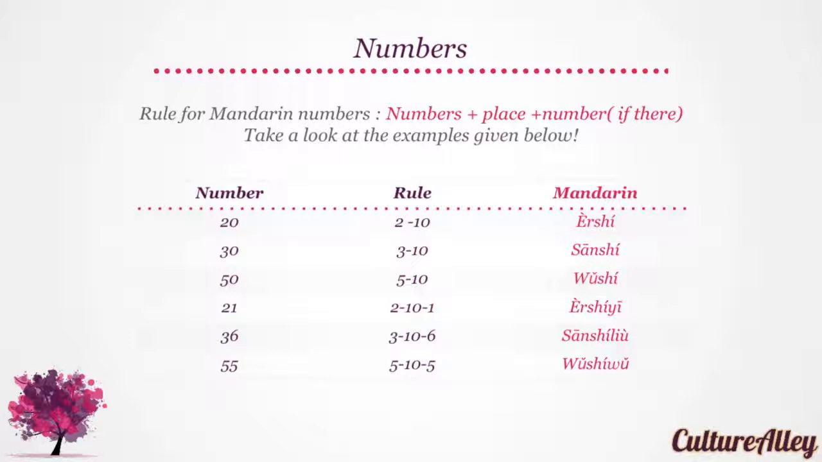Now let's take a look at other numbers. 21 can be broken down as 2, 10, and 1, and hence becomes 21. Similarly, 36 also becomes 3, 10, and 6, which translates to 36. And lastly, 55, which is 5, 10, 5, becomes 55.